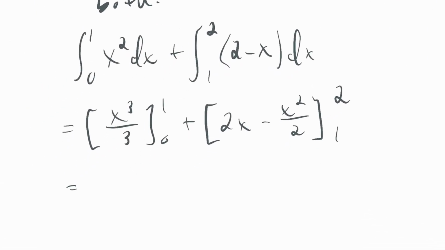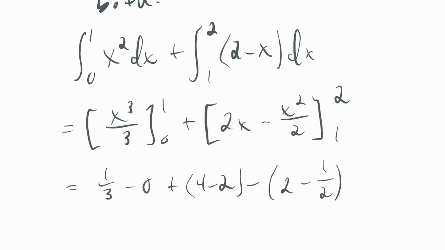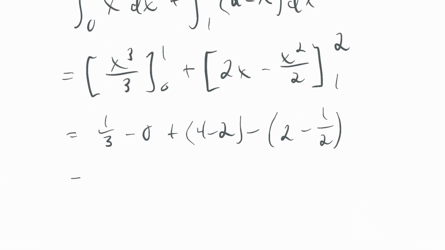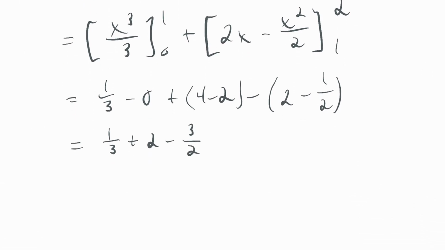So we're going to have 1/3 minus 0, plus 4 minus 2, minus 2 minus 1/2. So we have 1/3 plus 2 minus 3/2, I believe. And of course, 2 minus 3/2 is 1/2. 1/2 plus 1/3 is 5/6. Okay, so we get 5/6.